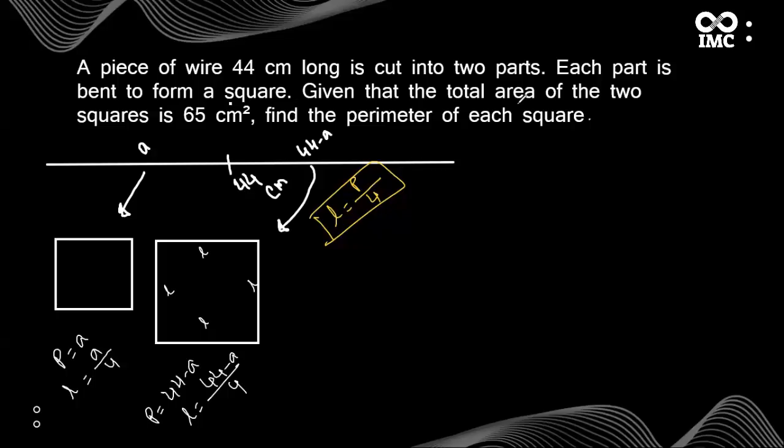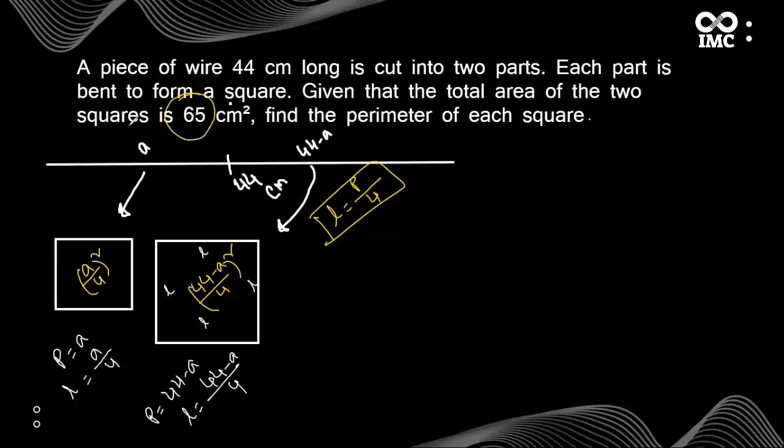Now, second part, given that the total area, so what is the area of this one? If each side represents A by 4, then the area will be A by 4 whole square, because area of a square is length square. Then what is the area of this square? It must be 44 minus A by 4 whole square. Why? Because length is 44 minus A by 4, then area will be 44 minus A by 4 whole square.